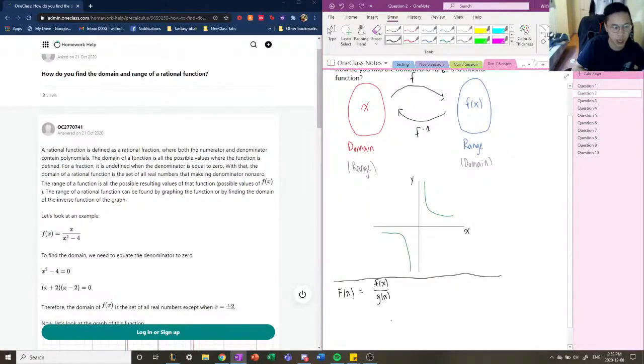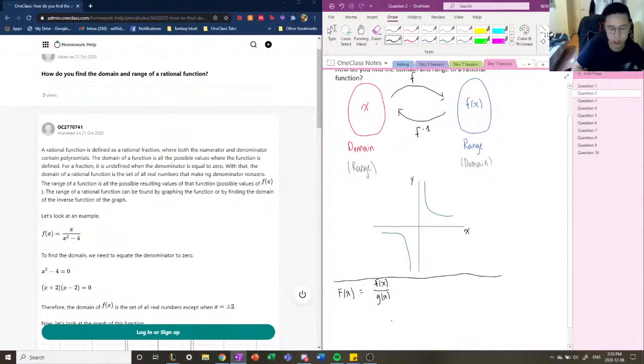For a fraction, it is undefined when the denominator is equal to 0. In an original fraction with just numbers, you can't divide by 0, which is an issue due to the limit of that number. But in the function, it's the same thing.